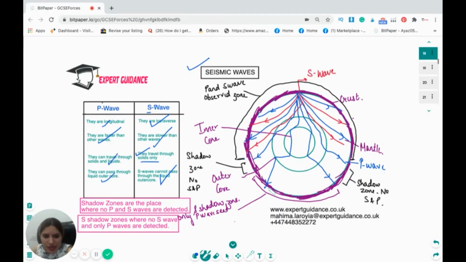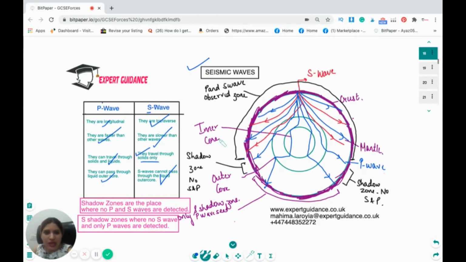And you can see this area, which is between the 2 blue waves. There you find no S wave. You only see the P wave. So these are known as the shadow zones. Shadow zones are the places where no P or S waves are detected. The S shadow zone is where no S wave is detected, and the P shadow zone is where no P wave is detected.